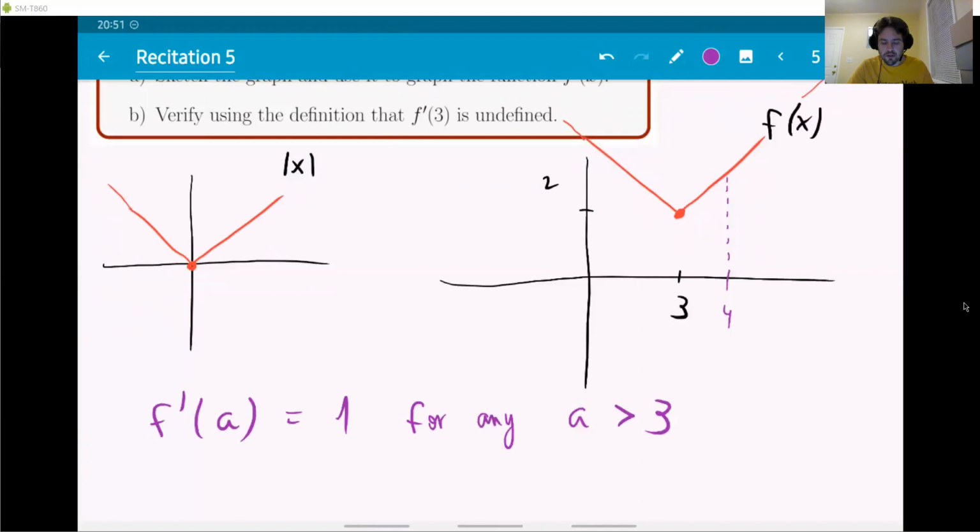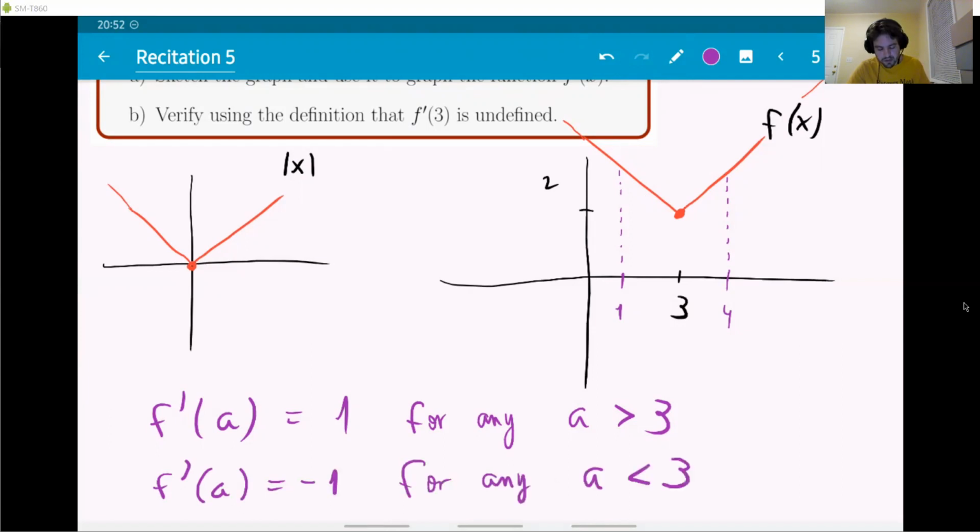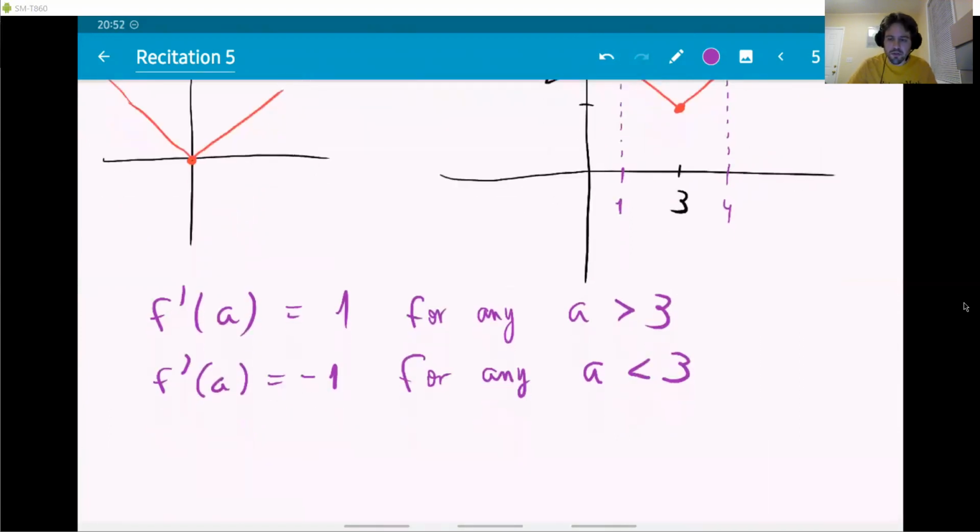And in a similar fashion, if you look at any point before 3, like the number 1 here, look at the tangent line about that point. Again, the piece of graph meeting that point is also a piece of line, and the tangent line will be that exact same line. This time, this has a slope of -1. So f prime of a is -1 for any a less than 3. This is almost all the information we need.